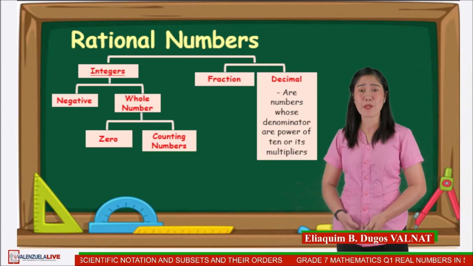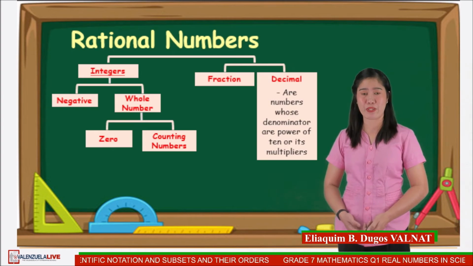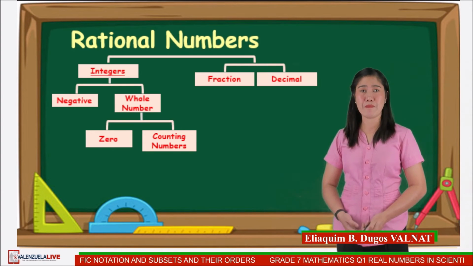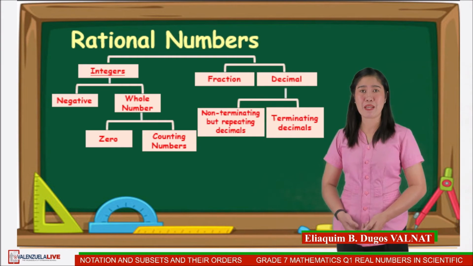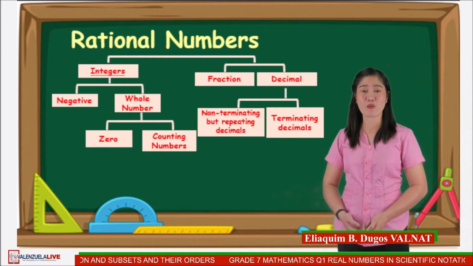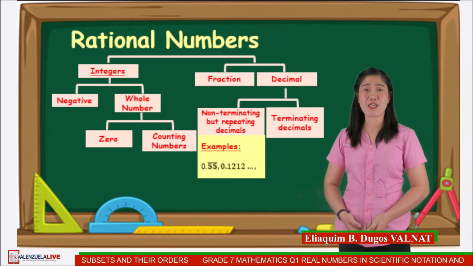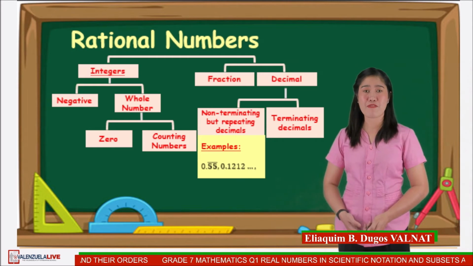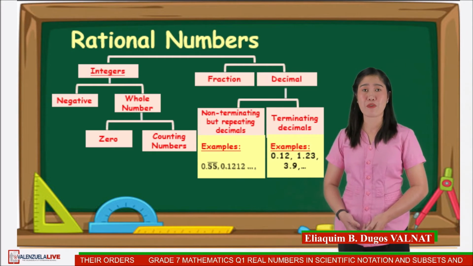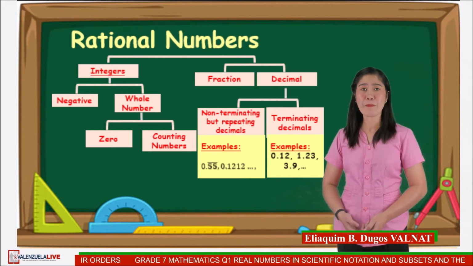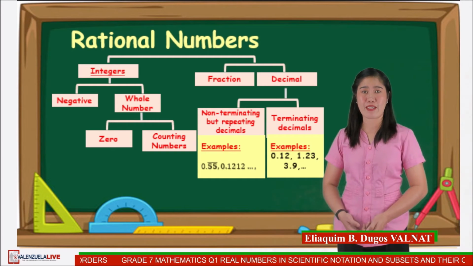We have two types of decimals under rational numbers. These are the non-terminating but repeating decimals, and we also have terminating decimals. Examples: 0.55 repeating and 0.12 repeating. For terminating decimals, we have 0.12, 1.23, and 3.9.